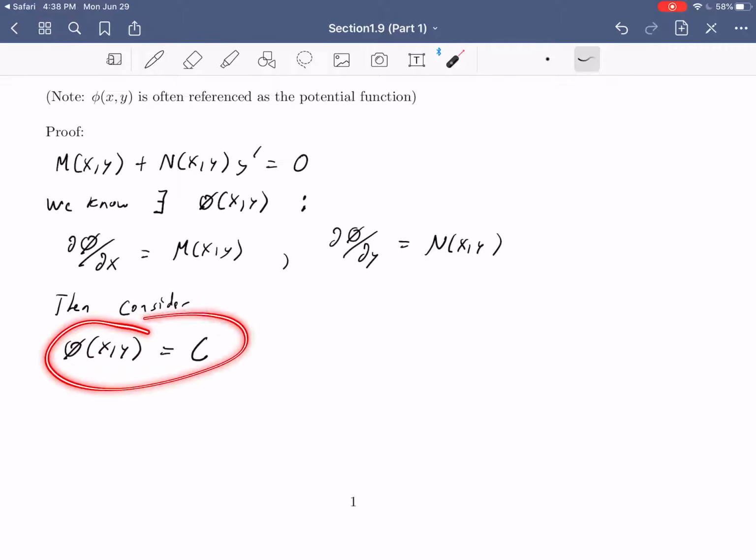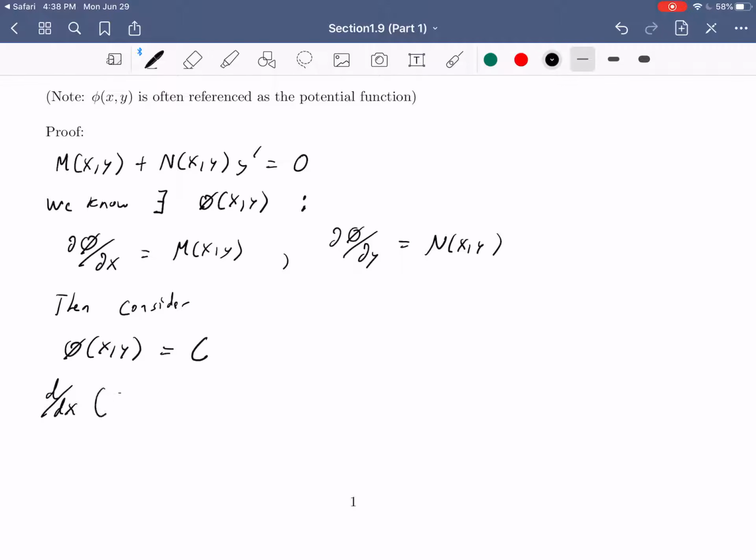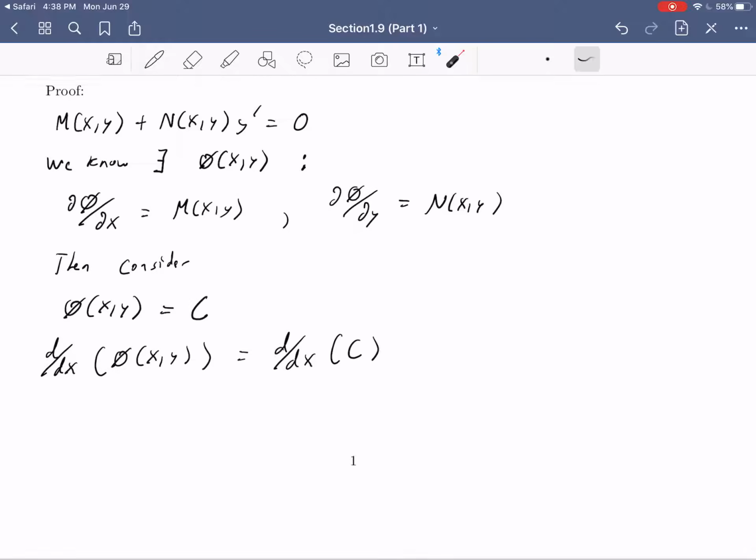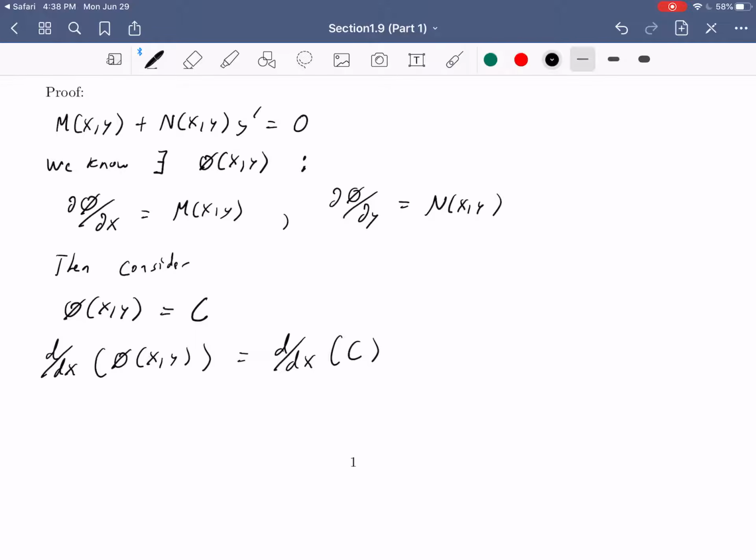And let's go ahead and differentiate both sides of this equation with respect to x. So we're going to do the derivative with respect to x of phi(x,y) equals the derivative with respect to x of c. Now notice that I'm writing this as a standard derivative, meaning we're taking the derivative with respect to x as the independent variable, y as the dependent variable. So the right-hand side should be very easy. Of course, it's going to be 0.